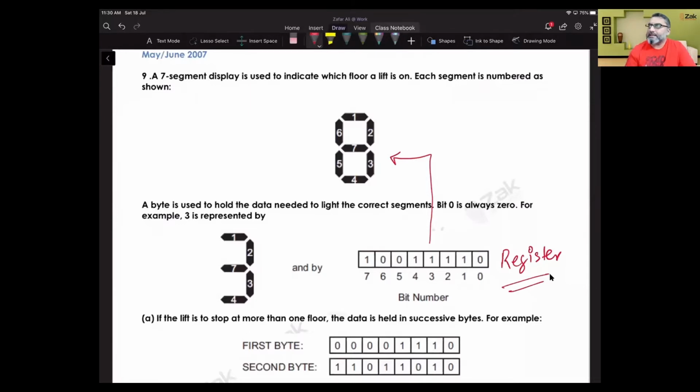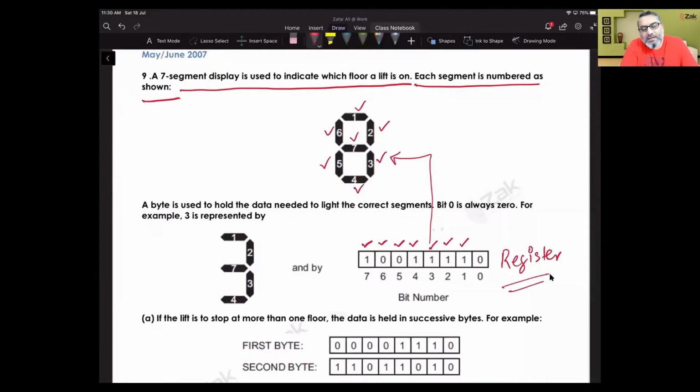The question says that a 7 segment display is used to indicate which floor a lift is on. Each segment is numbered as shown. So this is 1, this is 2, this is 3, this is 4, this is 5, this is 6, this is 7. And these are related to bits in this particular register.